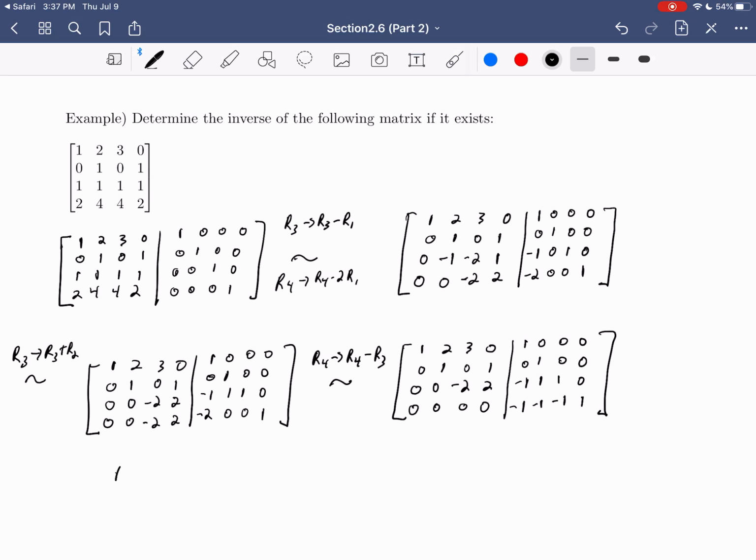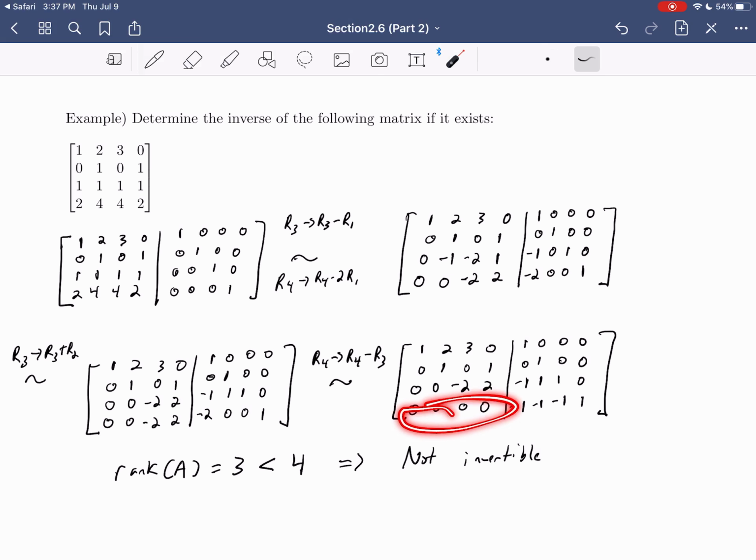Main point, though, is we can tell that the rank of our matrix here is equal to 3, which is less than 4, which implies not invertible here. So since we got that 0 row right there, that meant it wasn't going to have full rank, and it's not invertible. We actually were able to determine the rank too, because we could see that it was going to be 3. So along the way, we also determined the actual rank.